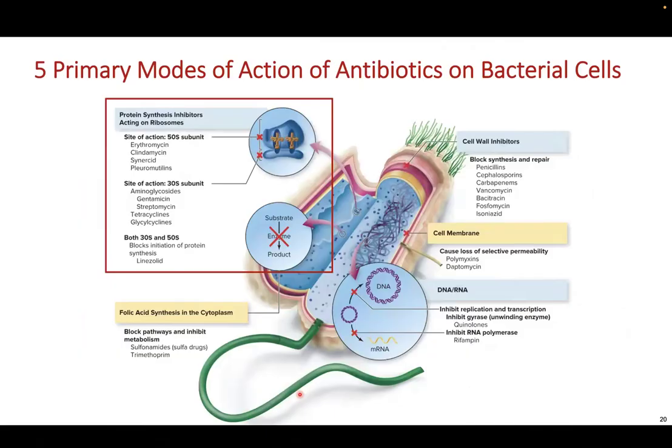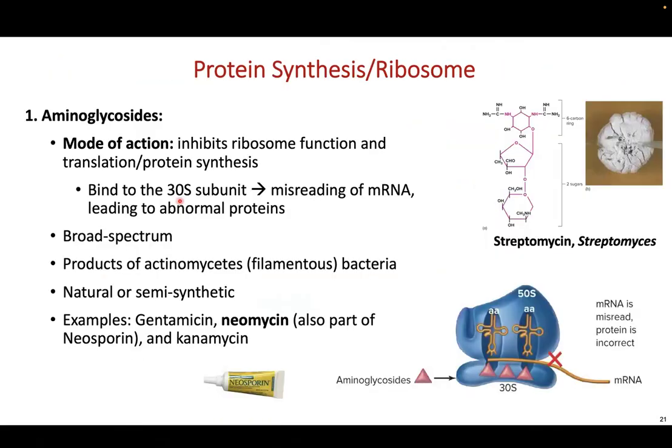So now that we are finished talking about the class of antibiotics that target the cell wall to inhibit repair, we will now move forward to talk about classes of antibiotics that target protein synthesis, that inhibit protein synthesis. The first class is aminoglycosides. Their mode of action is to inhibit ribosomal function and translation of protein synthesis. Basically, they bind to the 30S subunit, leading to misreading of mRNA, and then they end up producing abnormal proteins, which are mostly not useful for the bacteria.